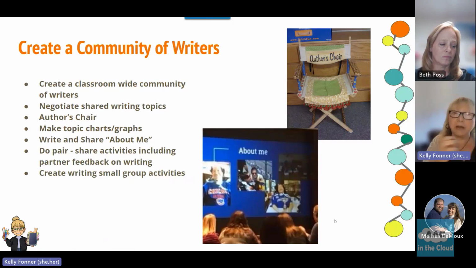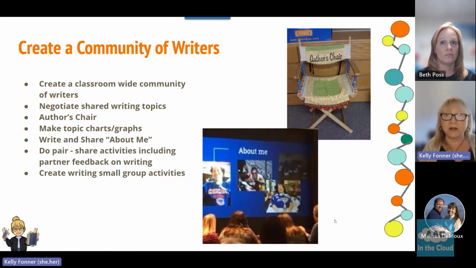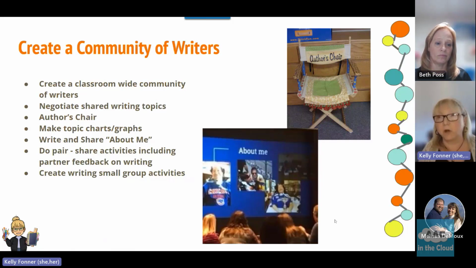So things like pair shares, where kids share their activity, they're writing together in an activity, being able to do things like all about me's, where you share images and text to go along with those. We want to make sure that writing happens not just in isolation and not just one-on-one with your adult caregiver, but that it happens in true pairs of learners and small groups of learners and large groups of learners.